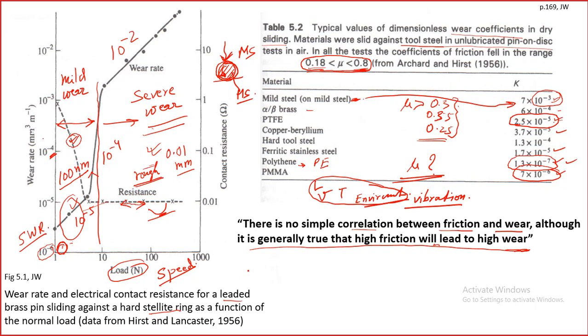So the numerical value of K is always much lower than unity. Another important thing, it is much lower than unity. So wear rate will always be lower than unity. The range of mu was between 0.18 to 0.8, but the range of K was by orders of magnitude. We have also learned that a combination of similar materials gives a very high wear coefficient, so dissimilar materials show a much lower wear coefficient. And as I said, there is no simple correlation between friction and wear.